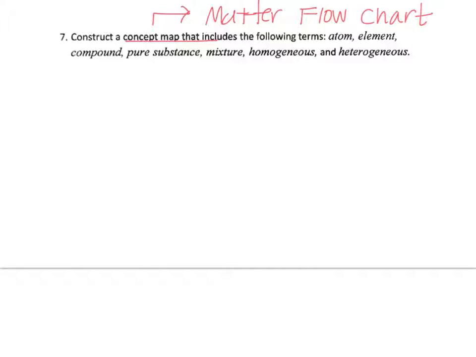So question 7 asks us to construct a concept map that includes the following terms. Basically, what you're going to be creating here is the matter flow chart. If you have not done that, you should pause the video and see what you come up with, and then start the video again and see how you did.